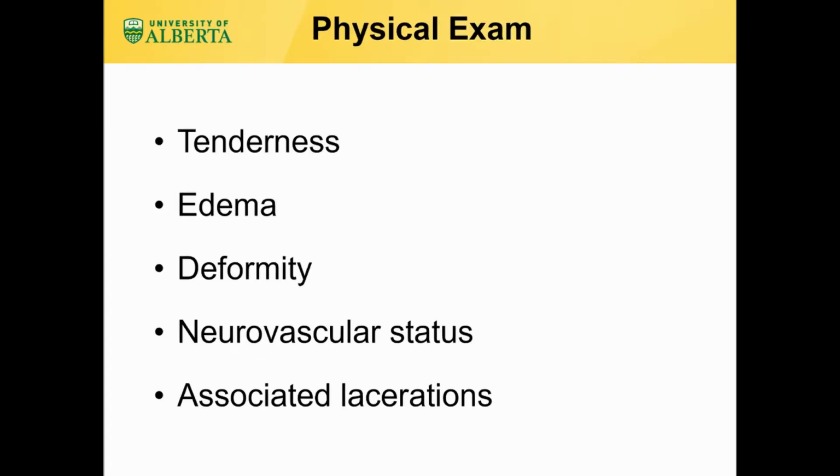In order to correctly diagnose a hand fracture, the physical exam and radiology are essential. On physical exam, examine for tenderness, edema, deformity, neurovascular status, especially important when deciding on what type of reduction to perform, and associated lacerations. It is also important to look for scissoring or rotational deformity. Ask the patient to put the injured digit through a gentle active range of motion. A rotational deformity is demonstrated when the injured digit crosses over other digits.